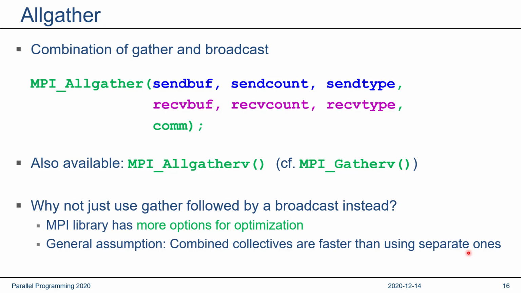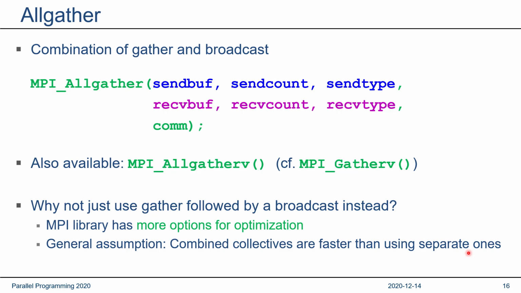Now you might ask, why do I not just use a gather followed by a broadcast if I want the result of a gather to be available in all ranks? You could do that, but using the all-gather, the MPI library can leverage a lot of internal optimizations that you would have to implement by hand if you did it as a sequence of gather and broadcast, or even as a sequence of point-to-point calls.